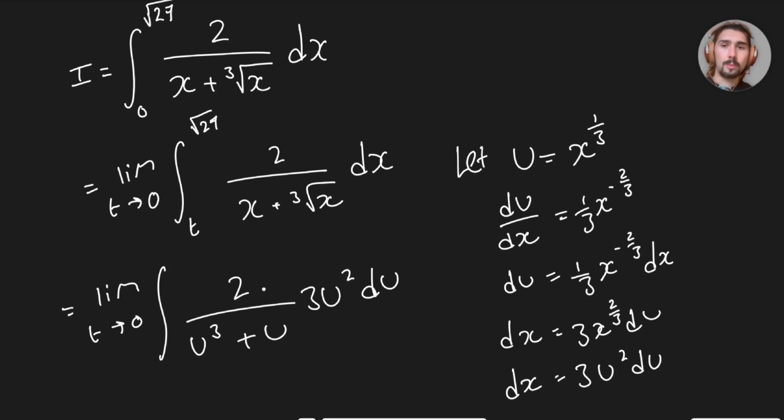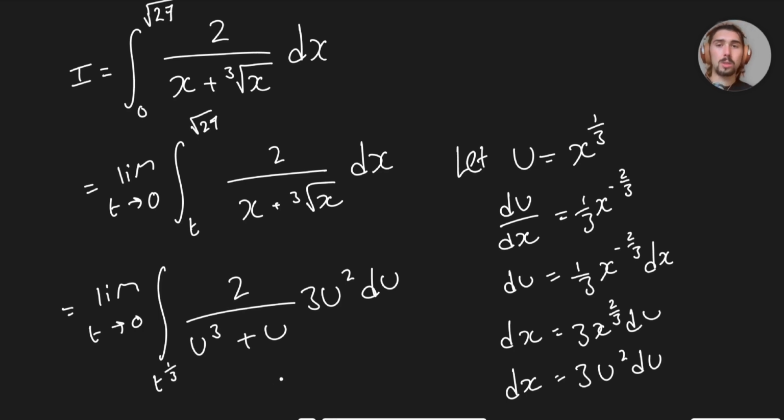But let's actually replace our limits now. So this might be slightly tricky, hopefully not too bad. The lower limit will be quite easy, right? So when x is t, that's the lower limit, we've got that u is the cube root of t, or t to the power of a third. So I can put the limit down here as t to the power of a third.